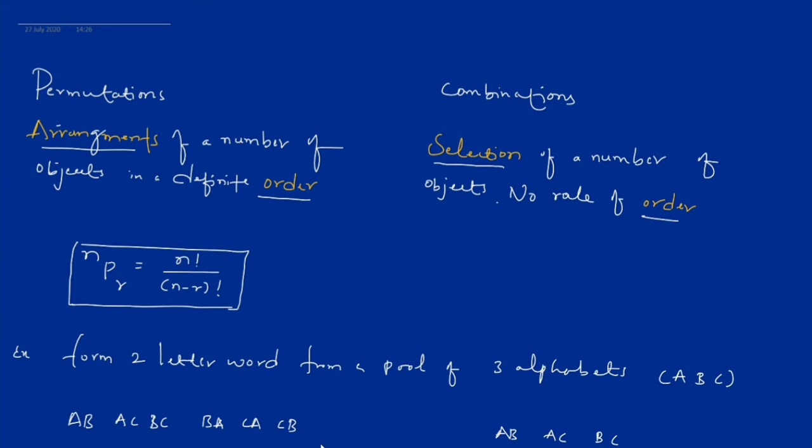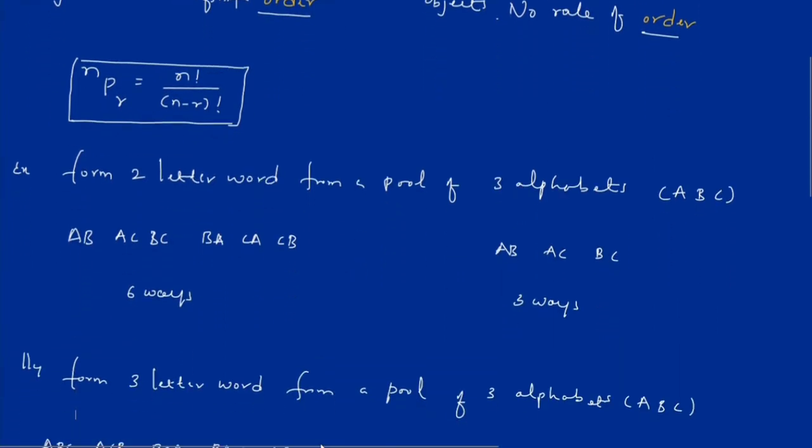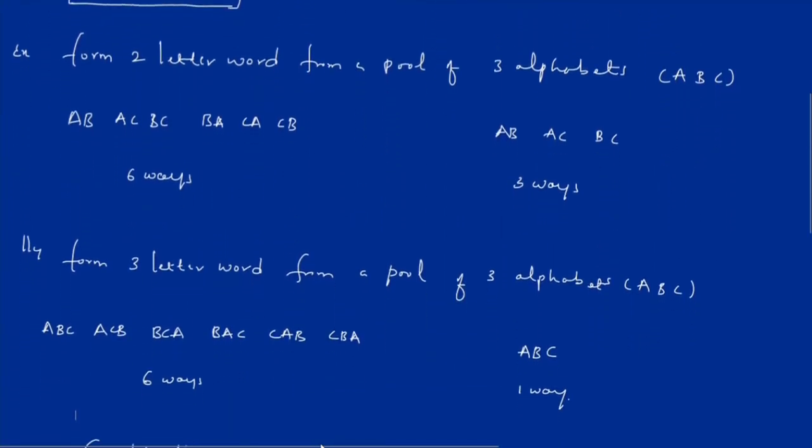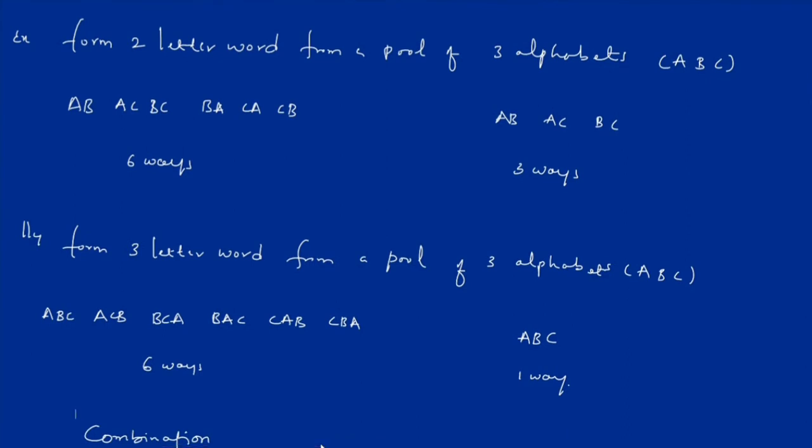Similarly, let's take an example to find the formula for combination also. Form a two-letter word from a pool of three alphabets, right? We have three alphabets: A, B, C. From this, we have to form a two-letter word. In permutation, we can find AB, AC, BC, BA, CA, and CB.